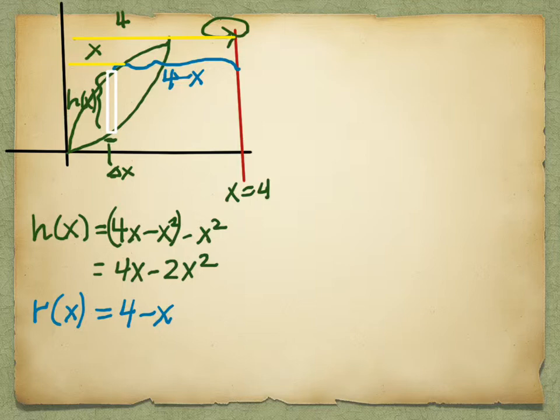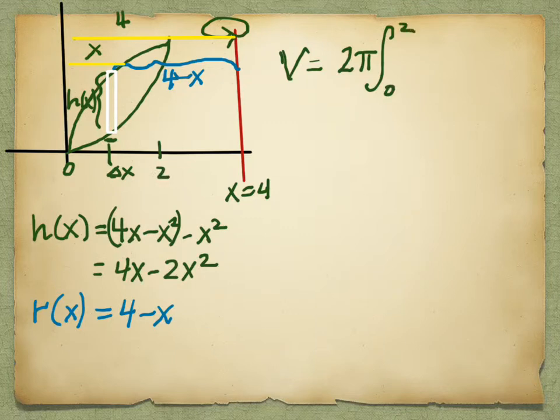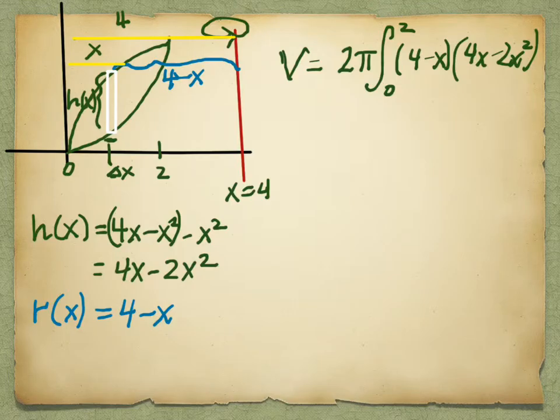So I'm going to create an integral. My volume is what I'm looking to find, and I want 2 pi times my integral. This is in terms of x, so my x is actually starting at 0, and I don't have it marked out here now on this graph, but I will. It's going out to 2, so 0 to 2, of my radius, r of x, which was 4 minus x, times my height, which was 4x minus 2x squared, dx.